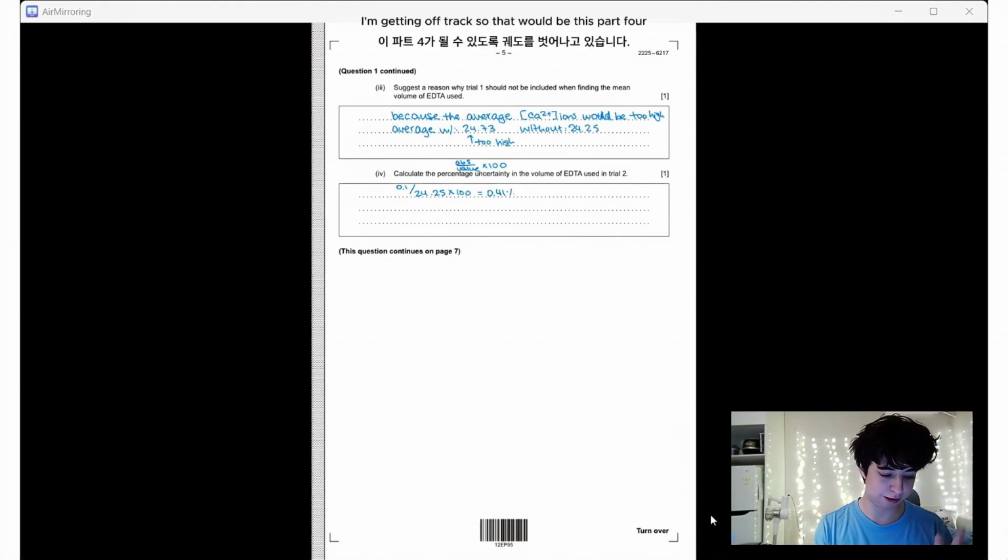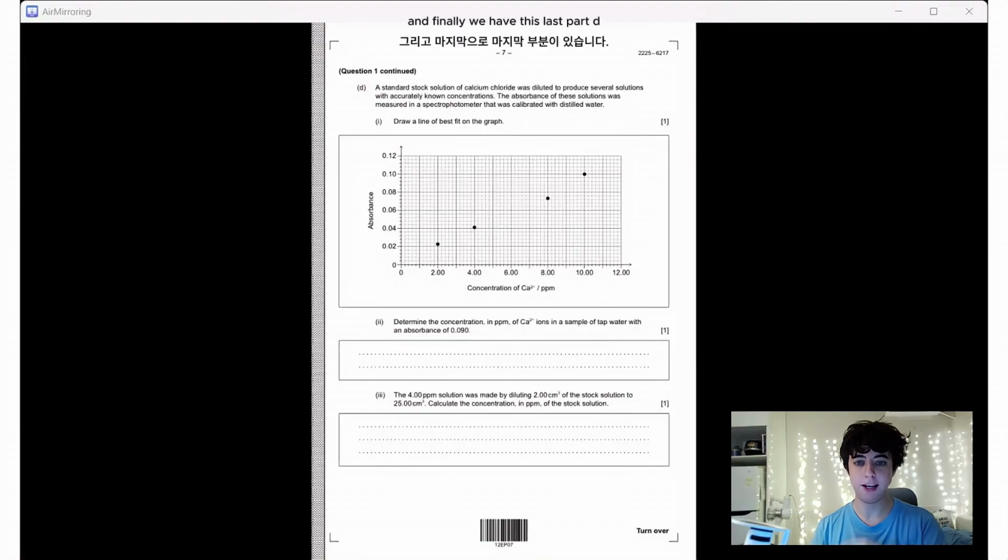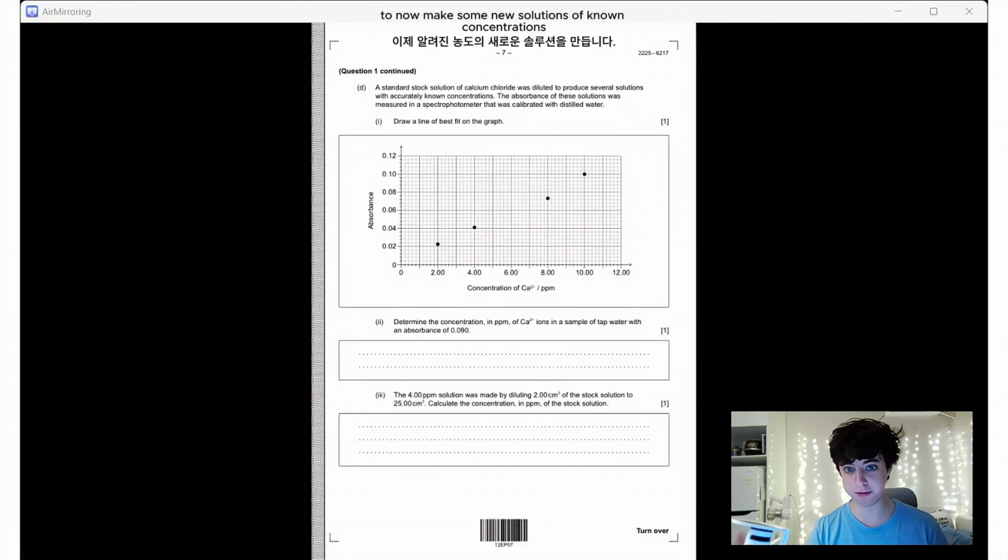So that would be part 4. And finally, we have this last part D, where we have a stock solution of calcium chloride being diluted to make some new solutions of known concentrations.